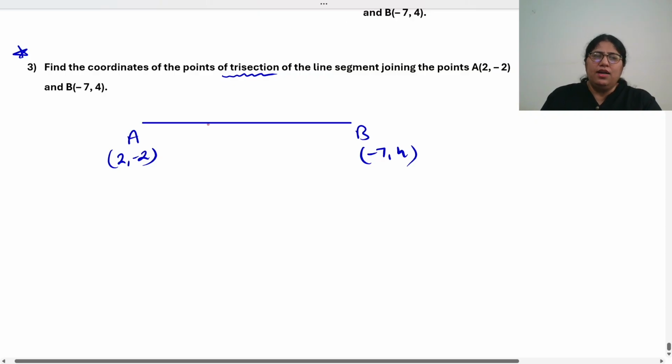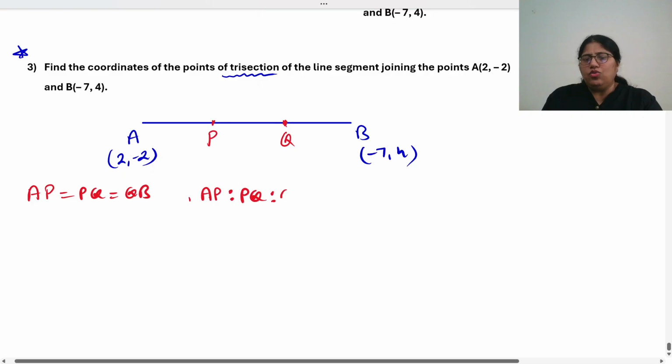So first let us trisect this line segment into three equal parts. If this point is P and this point is Q, right? I need to find out the coordinates of P and Q. How will you do it here? P and Q are not midpoints because it's three equal parts. So first I should know AP equals PQ equals QB, right? So what is the ratio here? AP is to PQ is to QB will be 1:1:1.